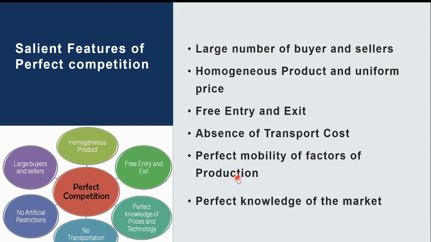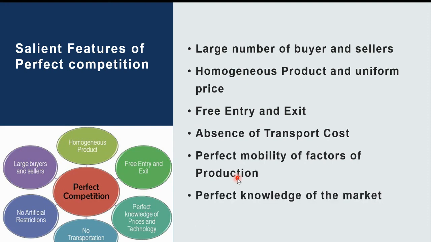Next is perfect knowledge about the market. Now, even if I ask you how much is 1 kg rice, you will say this 45 or 60 rupees or 50 rupees. Okay? If somebody sells 1 kg rice for 200 rupees, will you go and buy? No, you have a perfect knowledge of the market. So in the perfect competitive market, the buyers and the sellers will have perfect knowledge of the market condition.